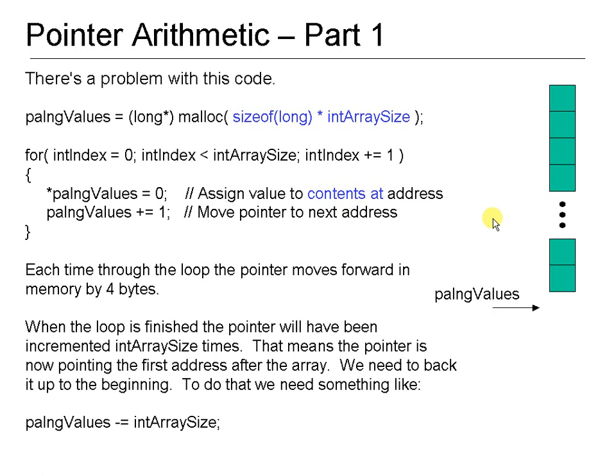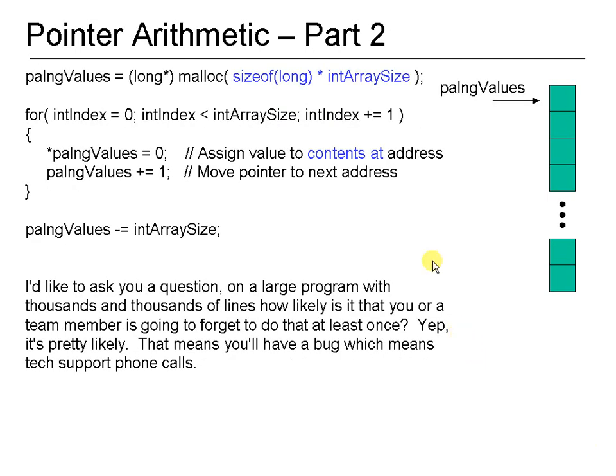The problem is, our pointer is no longer pointing to our hunk of memory. It's pointing to something else. We need to back it up to the beginning of our array. And to do that, we have to subtract 1 a whole bunch of times from it, or we can just subtract the array size, and that will reset it back to the beginning. So with this code, we allocate our memory, we loop through it, and set each value in there to 0, and then we return our pointer back to the beginning.